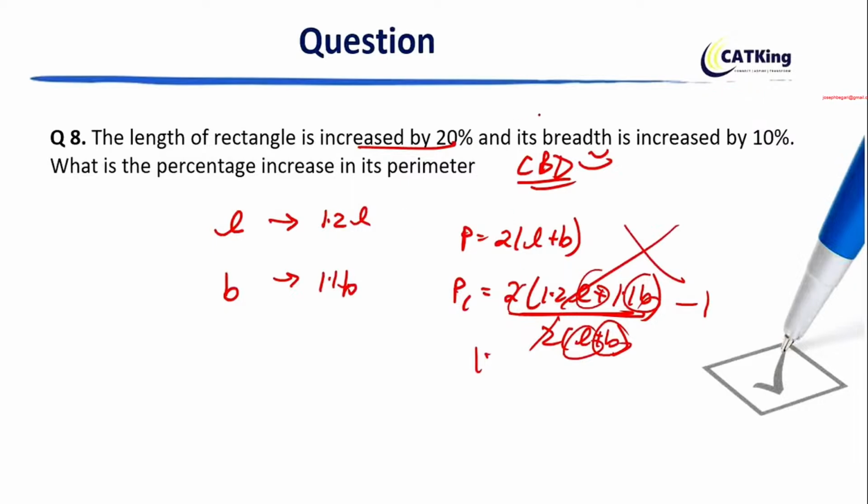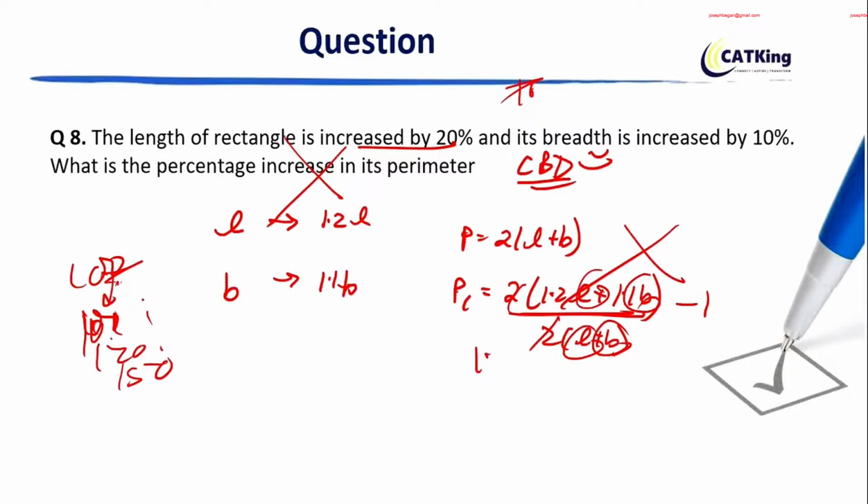Now, if someone would have taken the values as say 100 and 100, and calculated the answer, that is wrong. Why? Because infinite combinations of L and B are possible. L is 100, B is 100, B is 120, B is 150, everything will give you a different answer. So please pay attention to these things guys, answer is CBD.